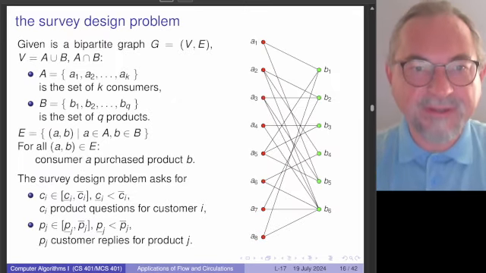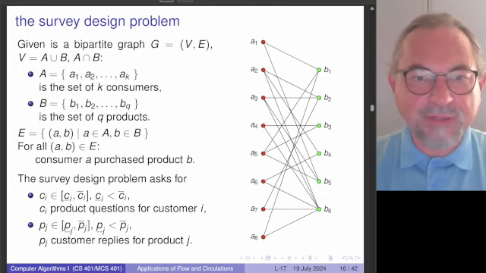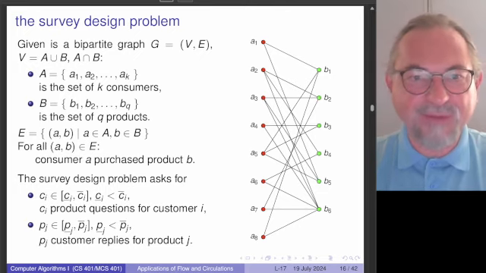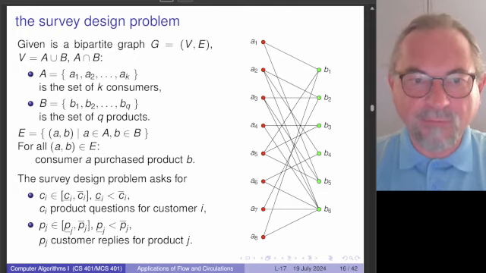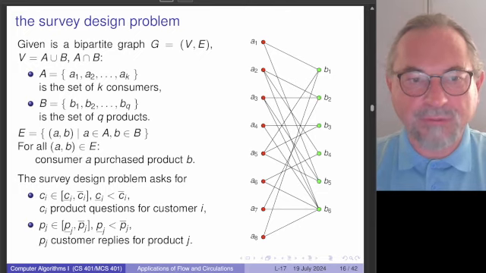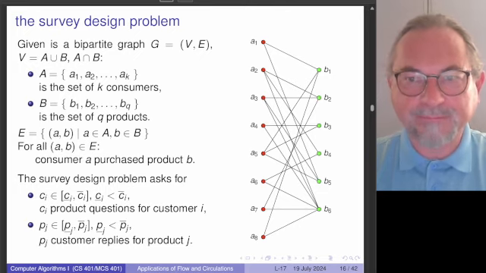So here is the survey design problem stated a little bit more formally. We have K consumers, here in the example 8 values in the set A. We have 6 products, and the edges indicate which consumer has bought what product. We want to decide, it's actually a feasibility problem. Can we ask a number of product questions between certain ranges? And can we also receive for every product a number of replies?